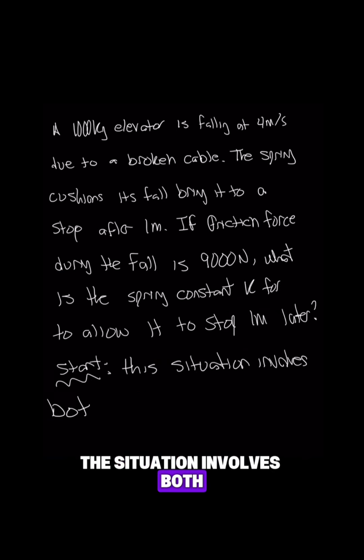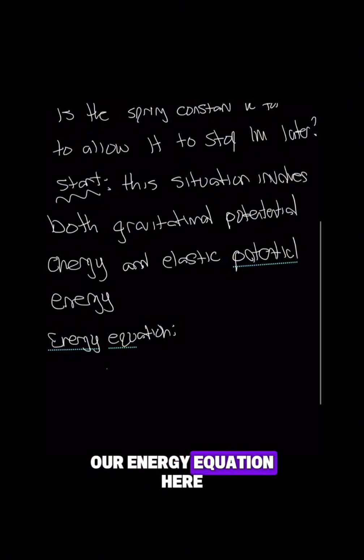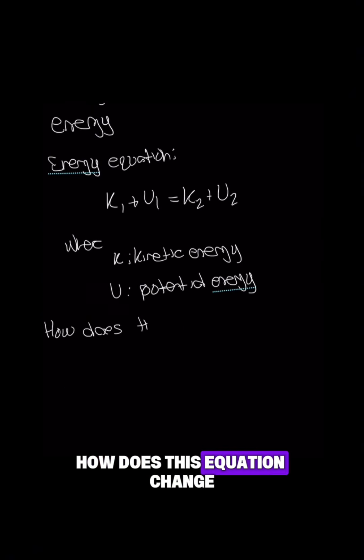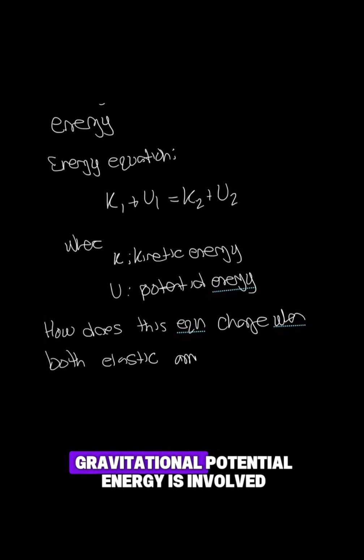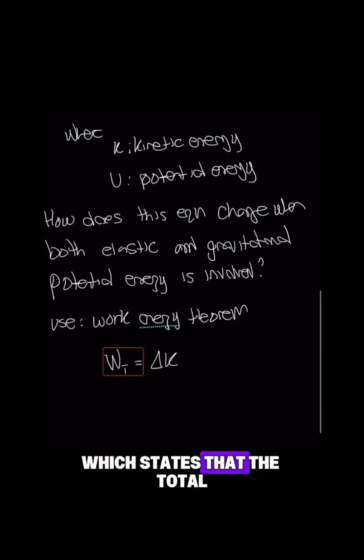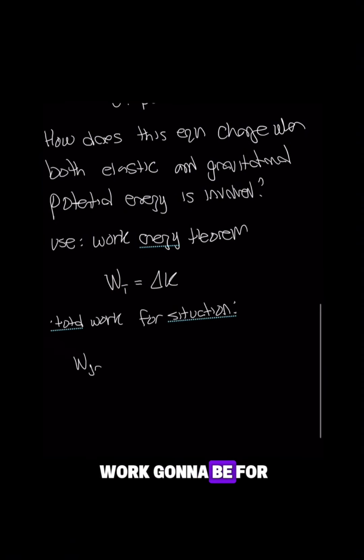The situation involves both gravitational potential energy and elastic potential energy. So if you remember our energy equation here, where K is the kinetic energy and U is the potential energy, how does this equation change when both elastic and gravitational potential energy are involved? To find this, we can use the work energy theorem, which states that the total work is equal to the change in kinetic energy.